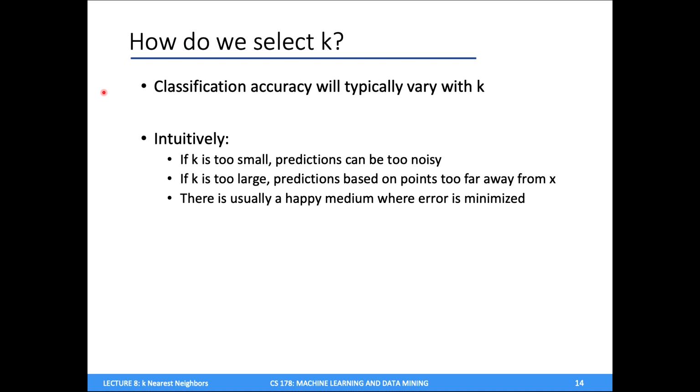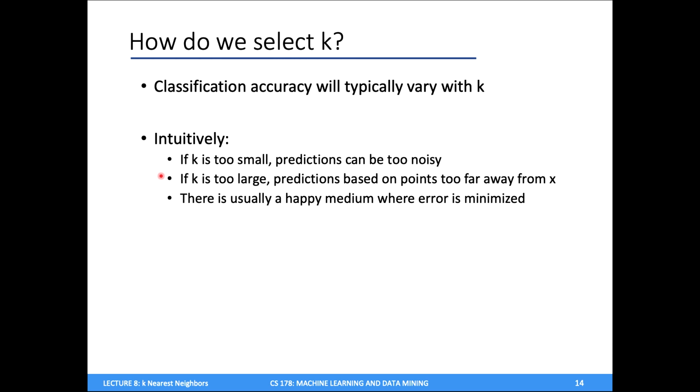Okay, so one thing you might be wondering about the kNN algorithm is how do you actually go ahead and pick a value for k? We saw small k leads to overfitting, large k can lead to underfitting. Intuitively, if k is too small, your predictions can be too noisy. You might have some outlier data point, and if you're only using a single nearest neighbor to make classifications, then these outlier data points can really influence your predictions. So small k leads to noisy predictions, not very robust.